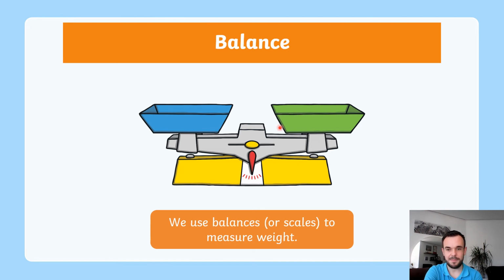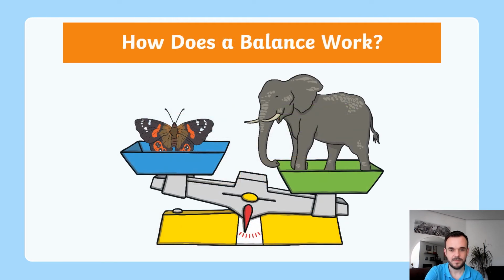Earlier, we talked about how we can measure weight, and we said we can use these things. These are called balances or scales, and we can use them to measure weight. Now, when something is heavy, it goes down. When something is light, it goes up. So which is heavier here? The elephant is heavier and the butterfly is lighter. Because the elephant is heavier, the scale goes down.